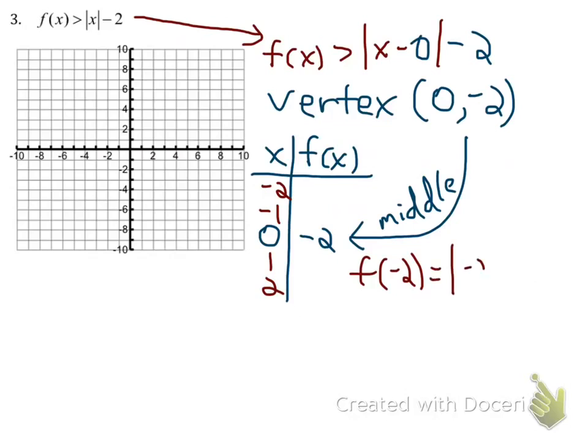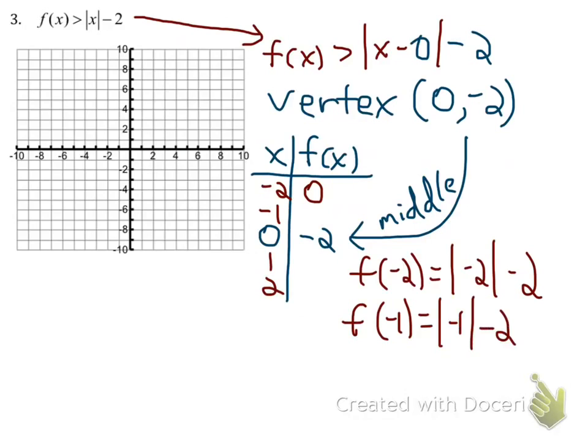Now I'm going to evaluate f of negative 2. That would be the absolute value of negative 2, which is 2, and then 2 minus 2 is 0. So that f of x value is 0. If I evaluate f of negative 1, I would get the absolute value of negative 1, which is positive 1, minus 2, which is negative 1.